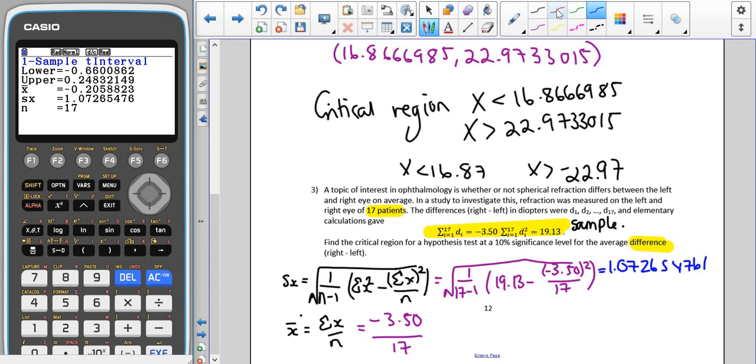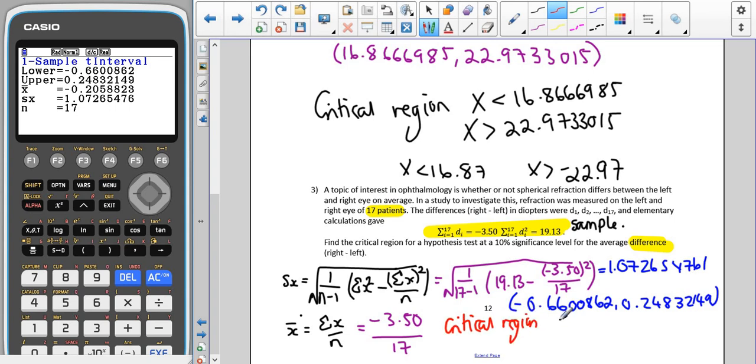So that gives us a confidence interval of minus 0.660086 to 0.248321, which means that my critical region is going to be that x has to be less than minus 0.660 or x has to be more than 0.248 to 3 significant figures. And remember that that is looking at the difference between the left and the right eye.